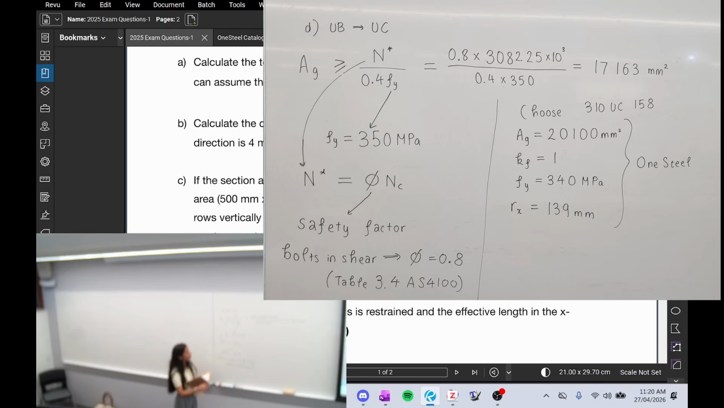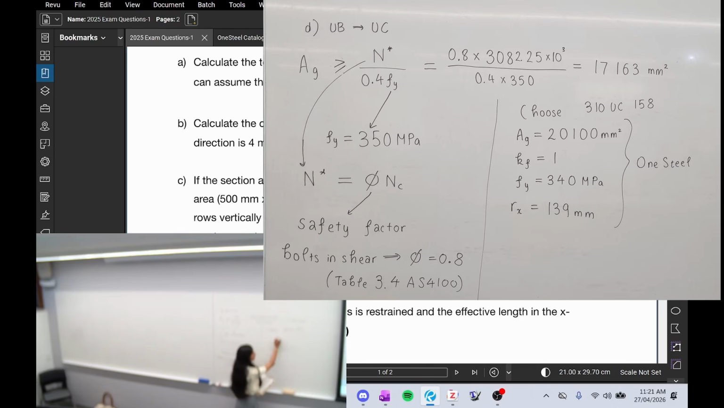So now you go back to One Steel, and because we're now changing to a universal column, scroll down to the universal column page and find a section that has an area that is bigger than this number. There are a few, and it doesn't matter which one you choose. Normally you go a little bit higher just to be safe. So we can choose the 310 UC 158, for example. As long as you're choosing something with a bigger size, it doesn't matter. This part is up to you.